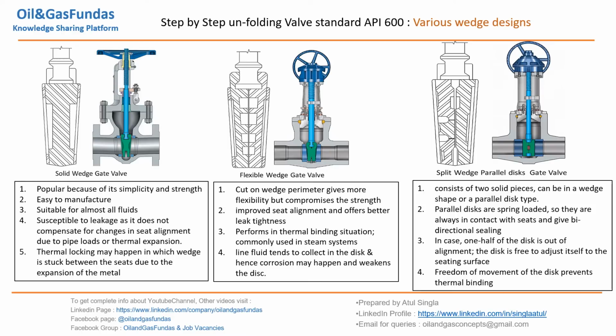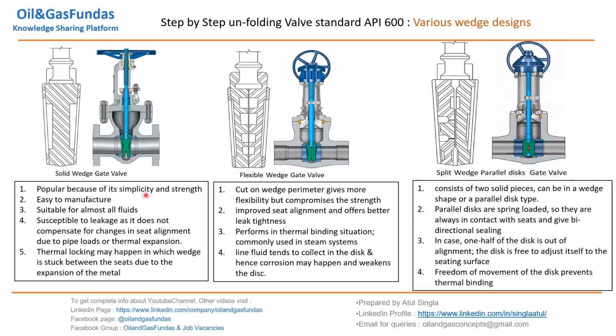So if you see, we have three types of wedges: solid wedge, flexible wedge, and split wedge, which we call parallel disc gate valves. Based on these three wedge designs, we have three categories of gate valves. Now why are these different, why are these required, what is the purpose, what are the drawbacks, what are the plus points, let us discuss one by one.